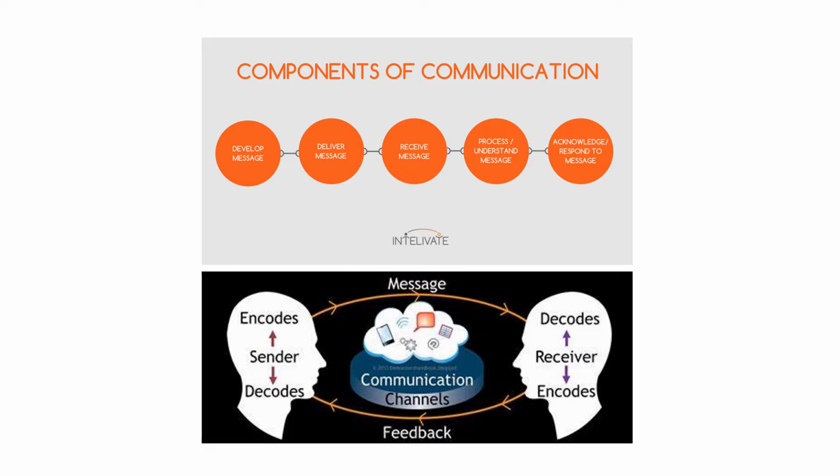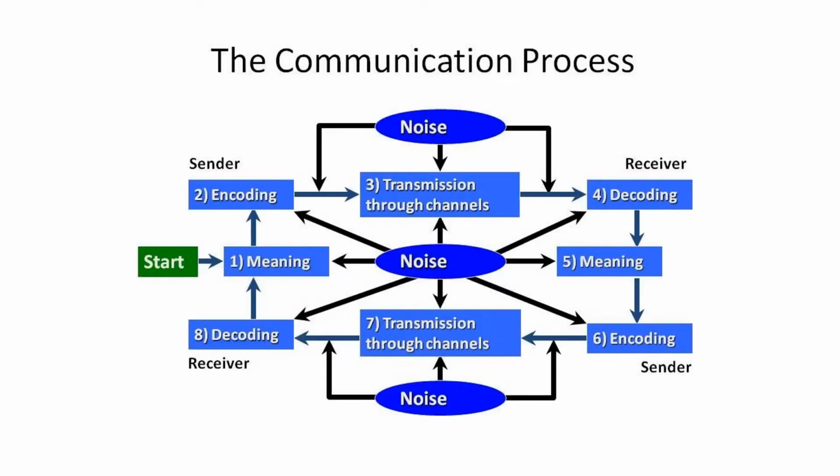So if you can see here, there is a sender of the message, there is a receiver of the message, there is a message, there is a means of sending the message, and there is feedback. So these are the basic components of the communication cycle. So what is the communication process? The communication process is basically the same as I explained in the previous slide.